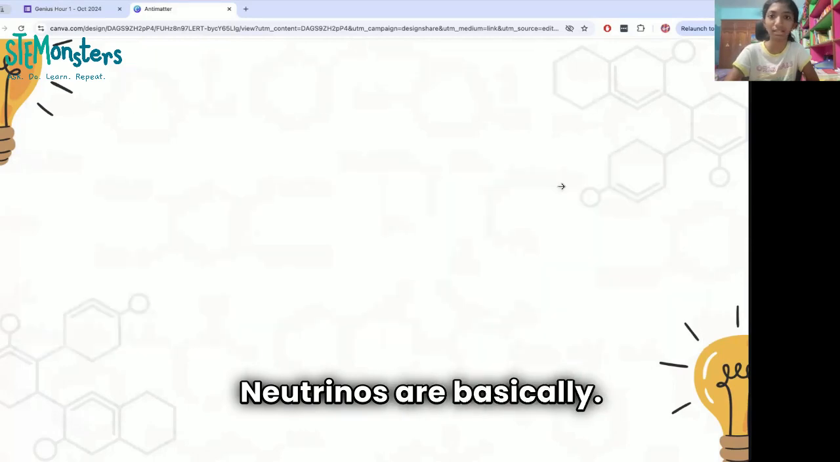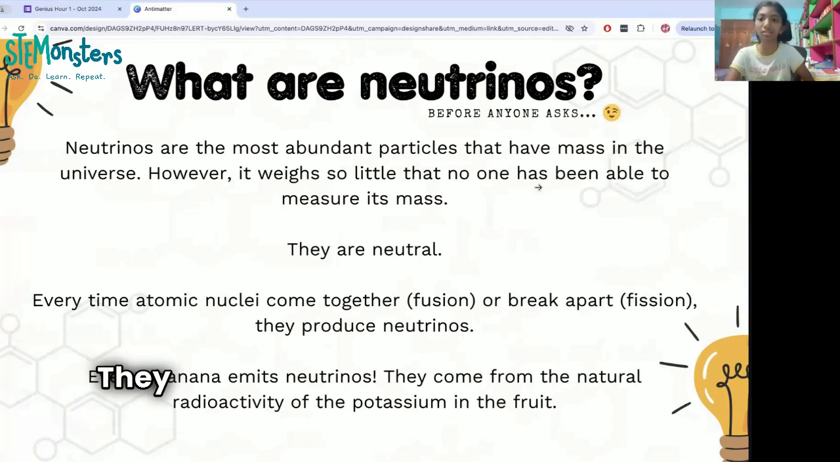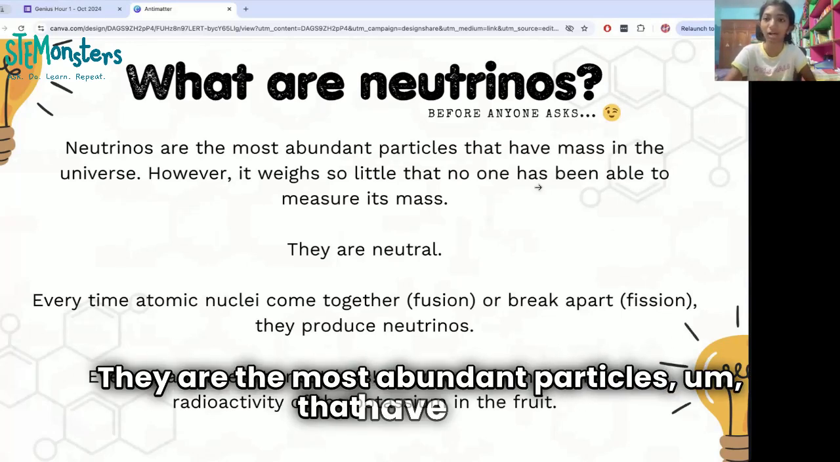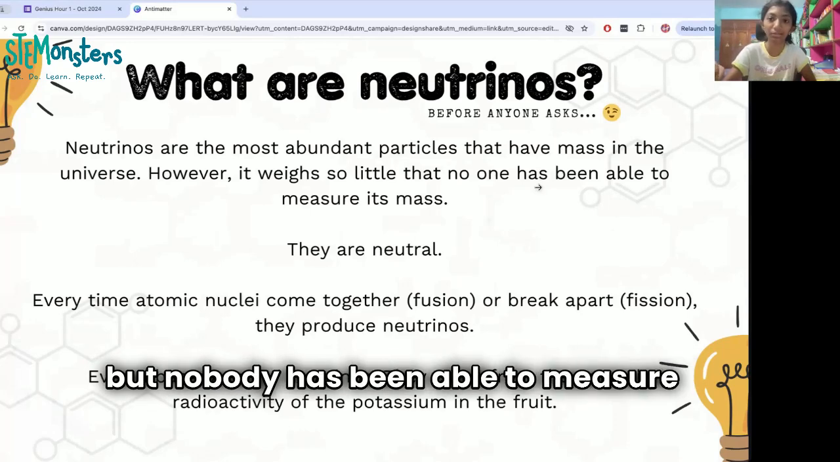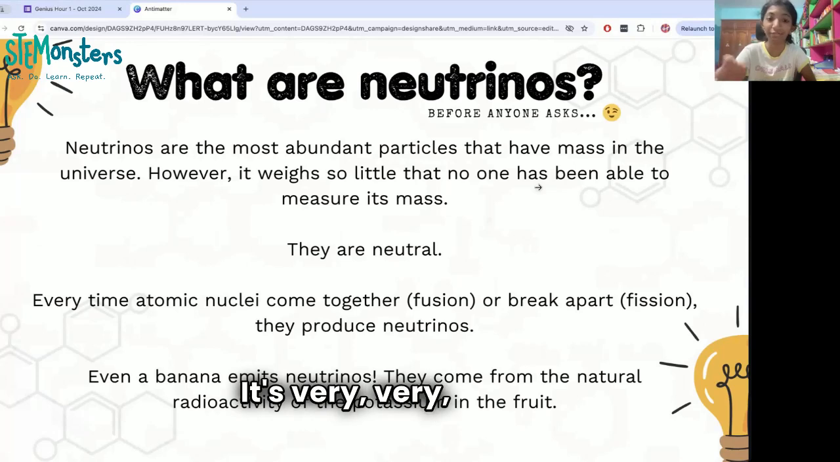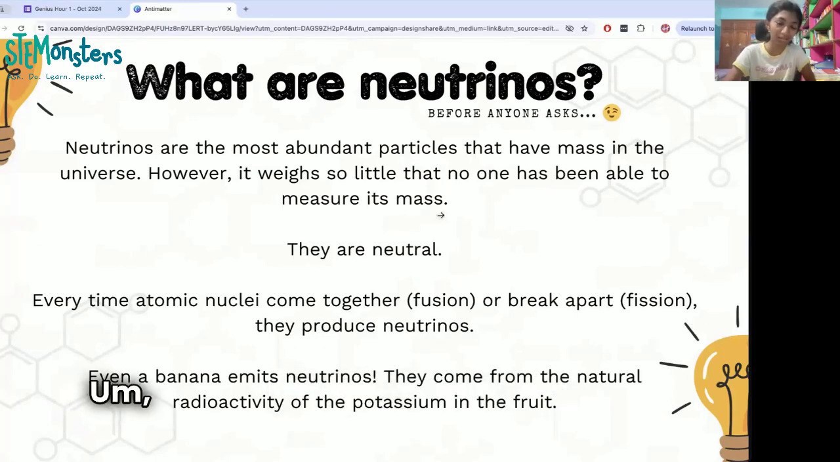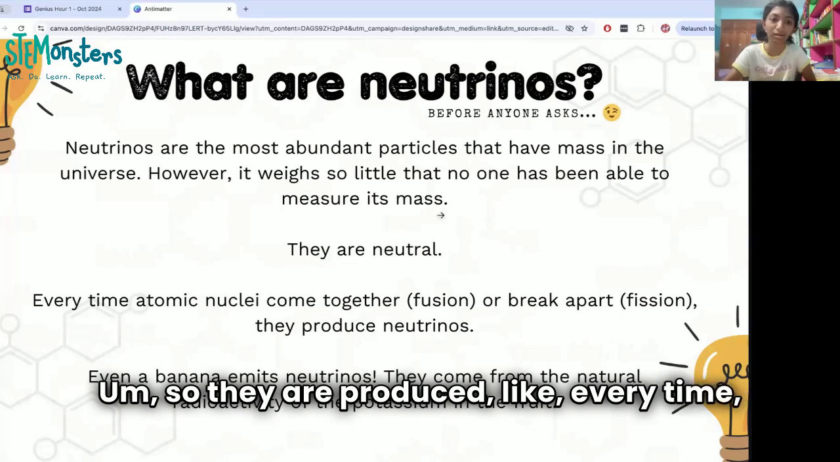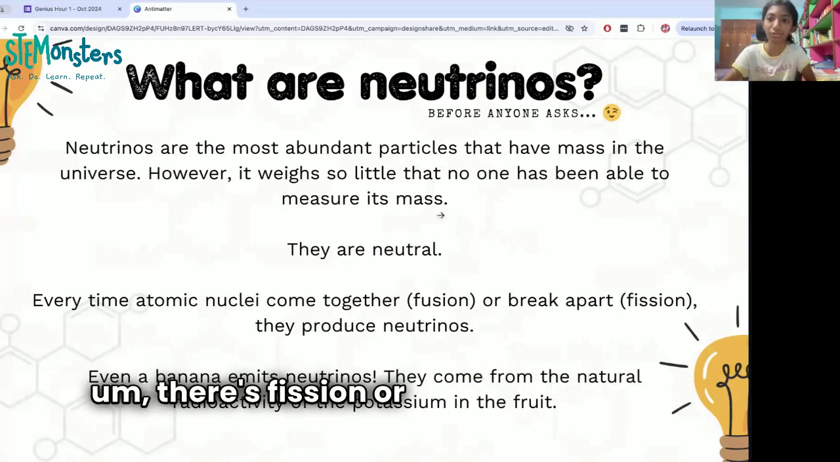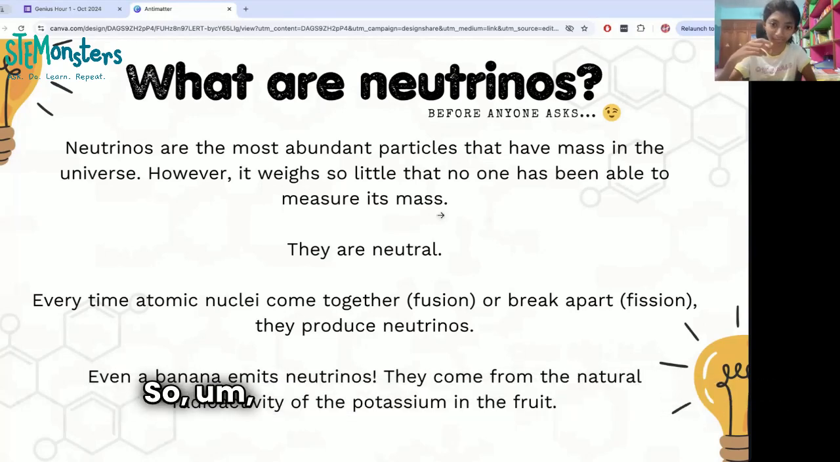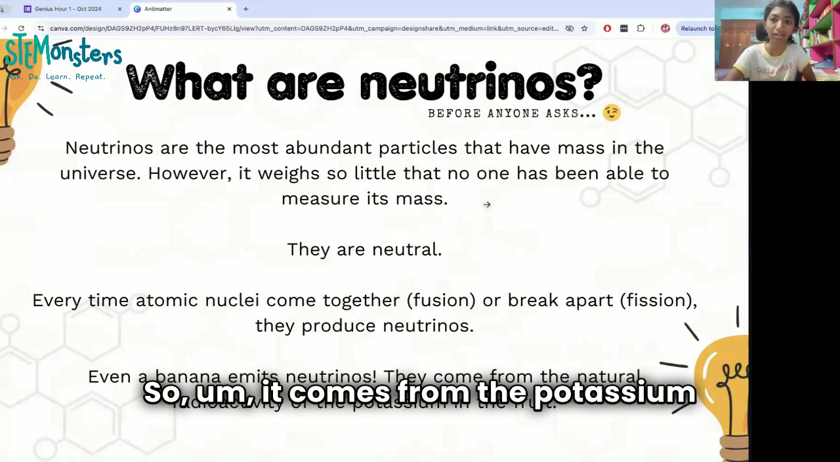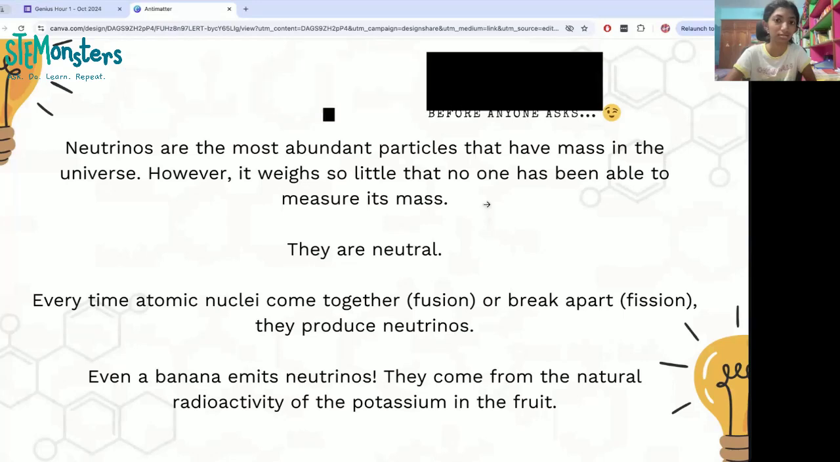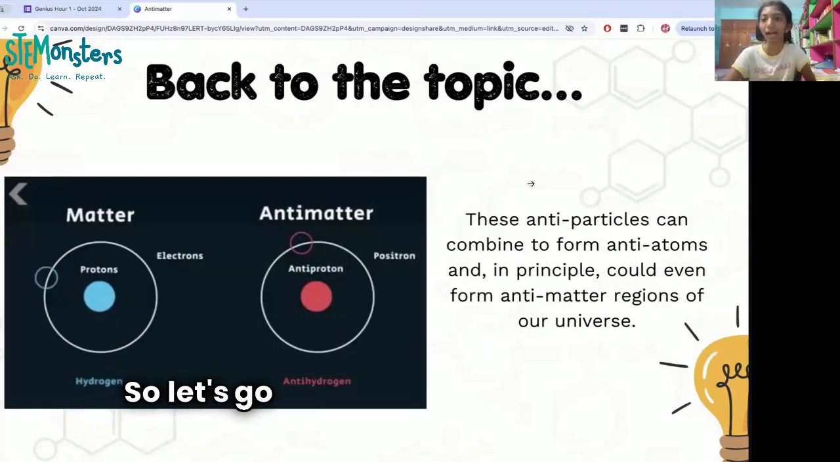Neutrinos are the most abundant particles that have mass, but nobody has been able to measure the mass. It's very, very, very small. And of course, they are neutral, it's in the name. They are produced every time there's nuclear fission or fusion. And even a banana emits neutrinos. It comes from the potassium that is radioactive in the fruit. So let's go back to the topic.